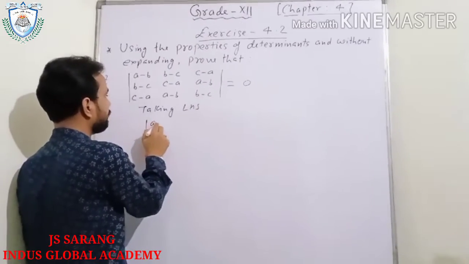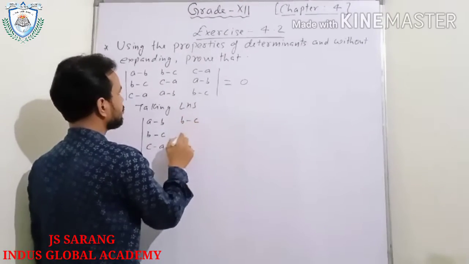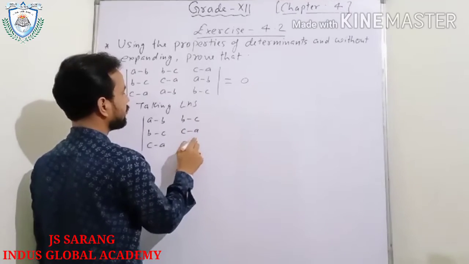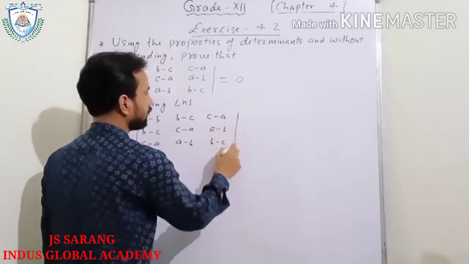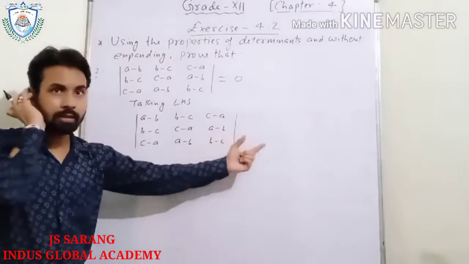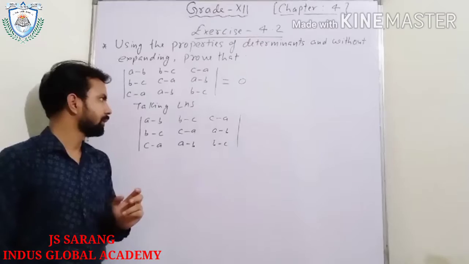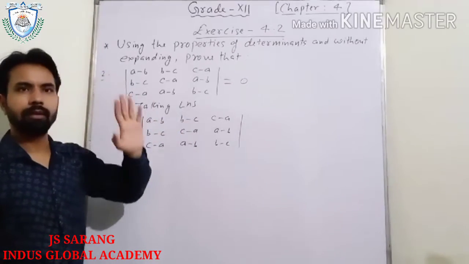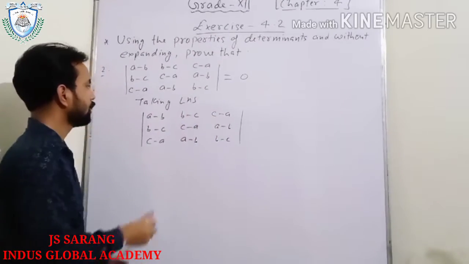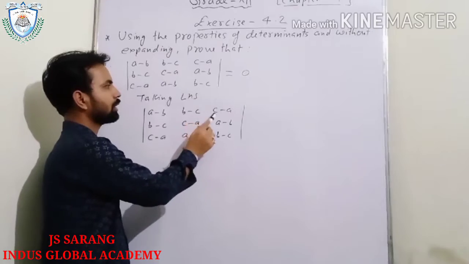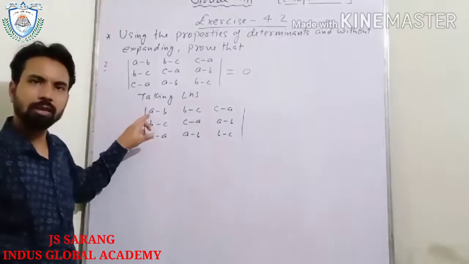This determinant is a minus b, b minus c, c minus a; b minus c, c minus a, a minus b; c minus a, a minus b, b minus c. We have to prove the value of this determinant is 0. So what we can do here? See, if we add C1, C2 and C3, what we will get? A minus b plus b minus c plus c minus a. So b positive and negative will be cancelled, c positive and negative will be cancelled, a positive and negative will be cancelled. Means 0. This element will be 0.